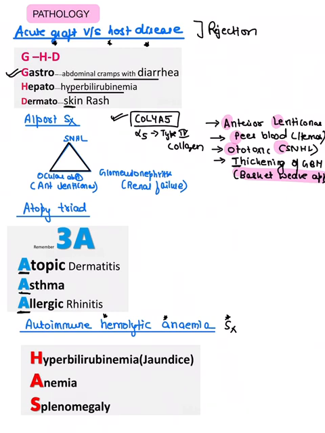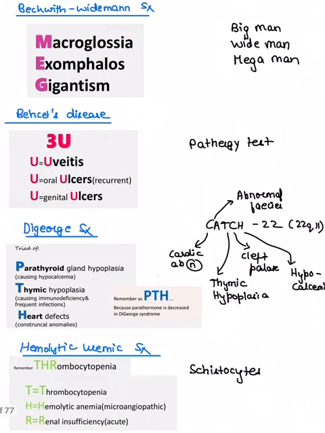Now coming on to autoimmune hemolytic anemia. How can you remember it? Remember the HAS syndrome. H for hyperbilirubinemia, it will present as jaundice. A for anemia, and S for splenomegaly. Now moving on to the next one, Beckwith-Wiedemann syndrome.